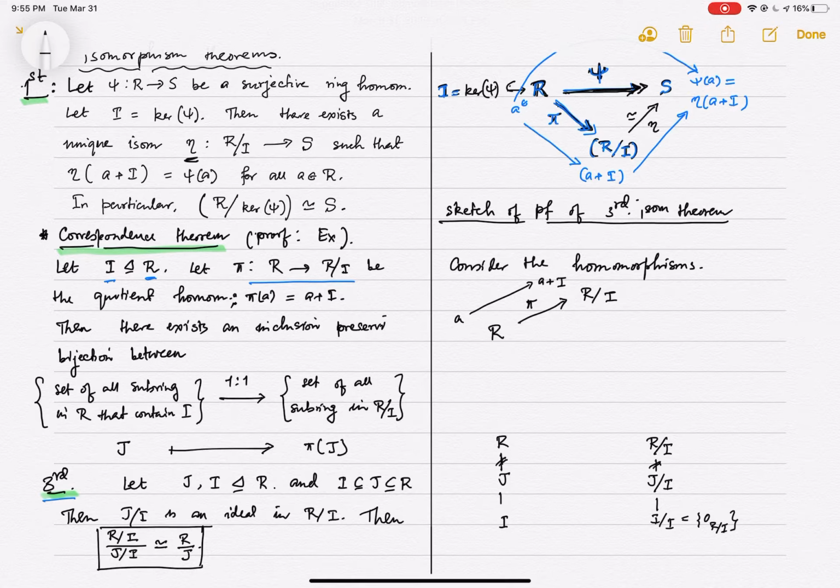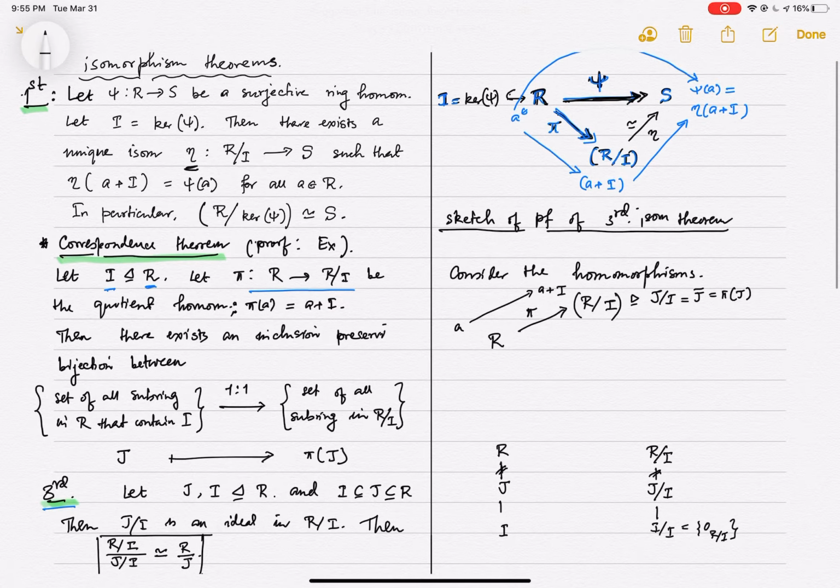And in there, J mod I is an ideal. Sorry, I'm messing I and J all the time. J mod I is an ideal in there. Let's call that J bar. It's also the same as pi of J.